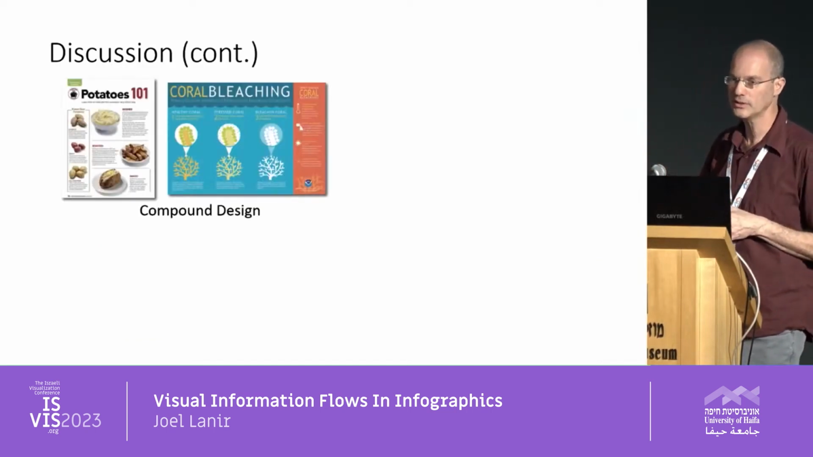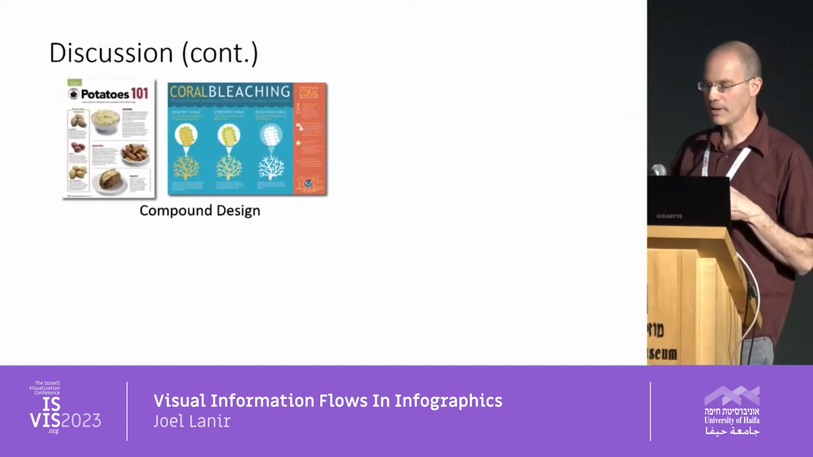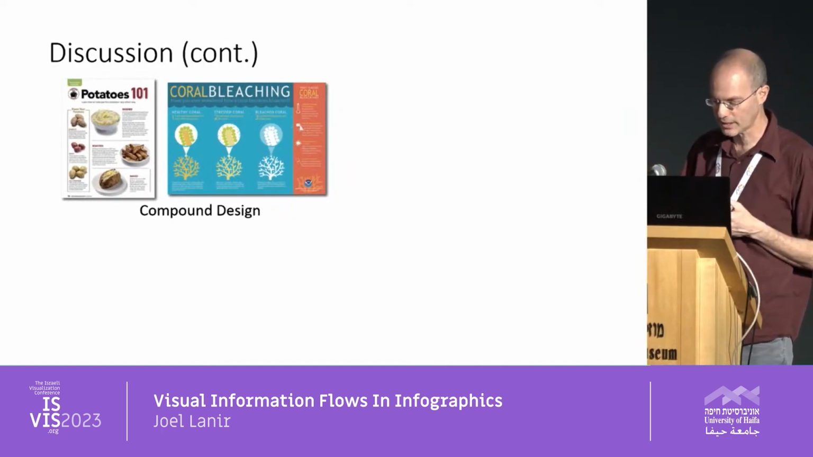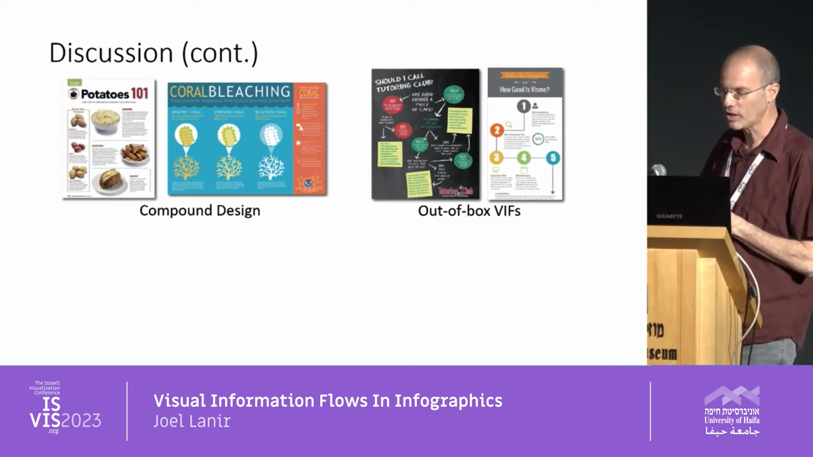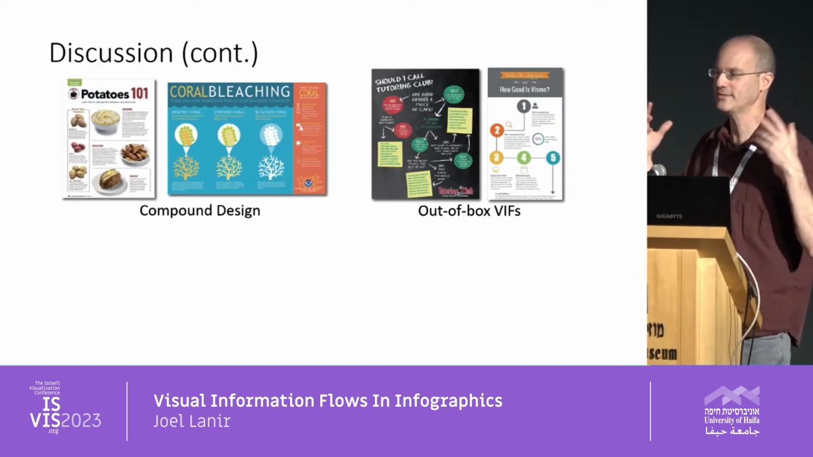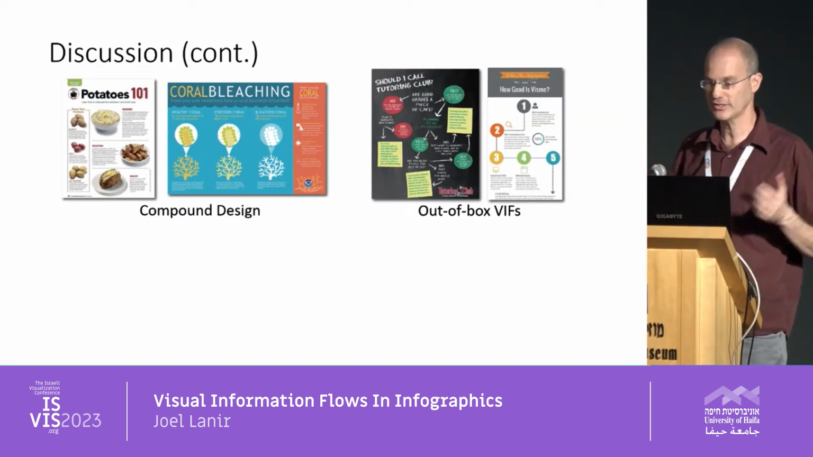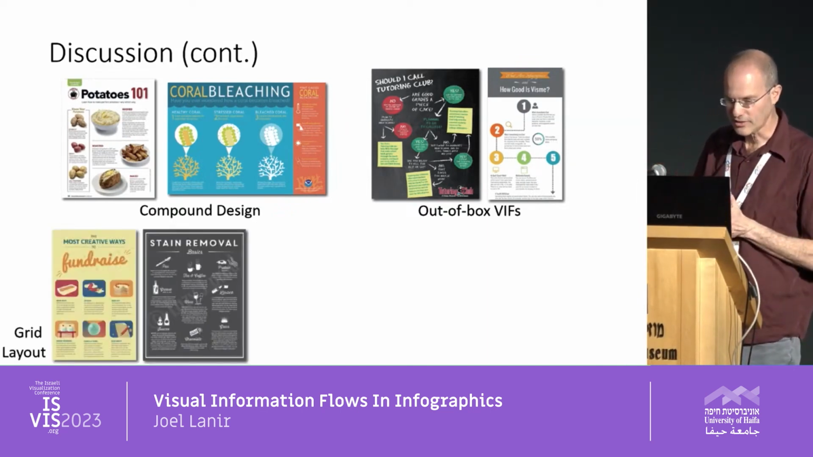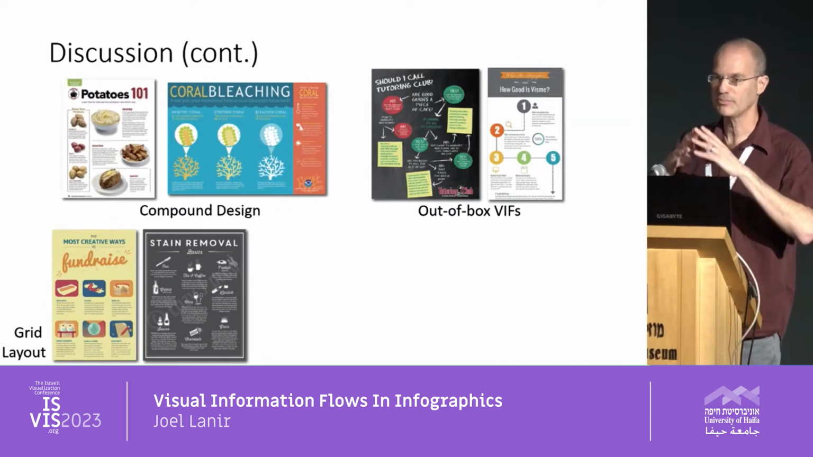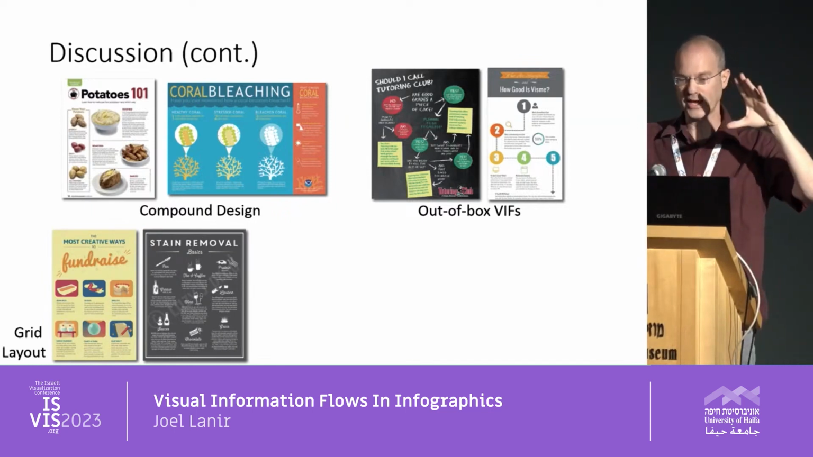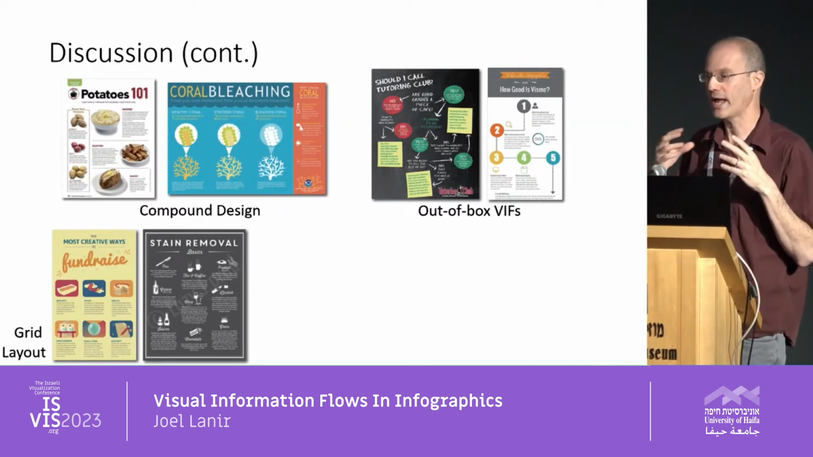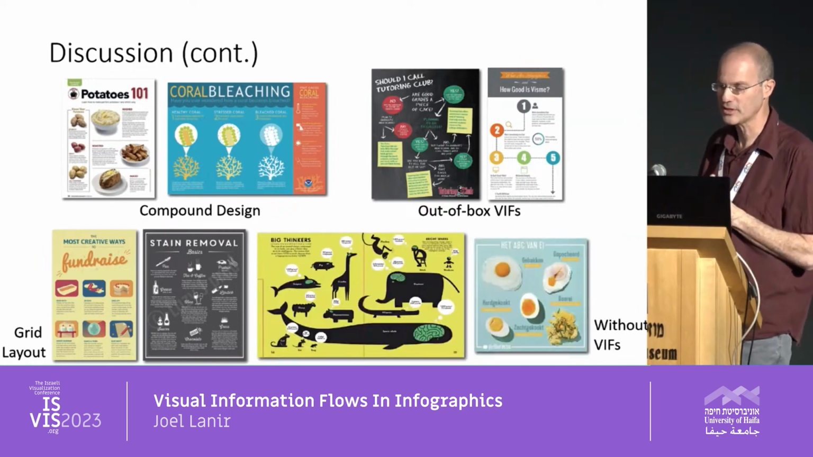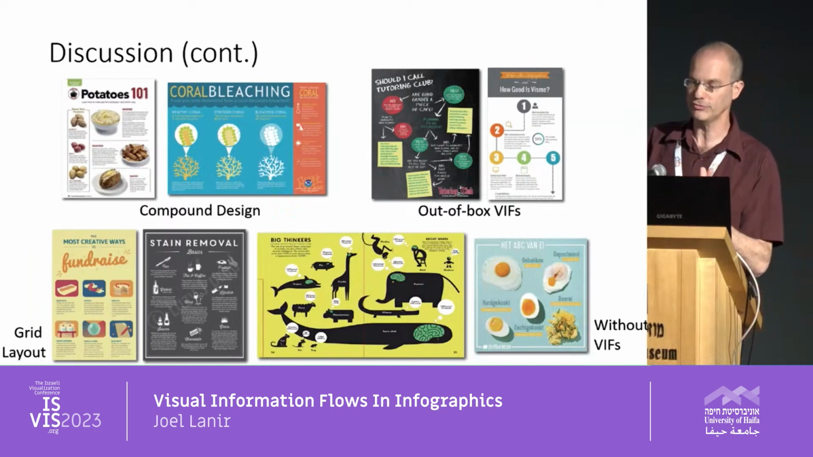So for the ones where we couldn't find a pattern, first of all, there was a compound design, when you have multiple designs. Others were out-of-the-box VIFs, that's kind of crazy, very strange designs that didn't fit any of our categories. Others were grid layouts. Sometimes designers put grid layouts which don't have any flow, don't have any order. And finally, just some infographics without any visual information flow.